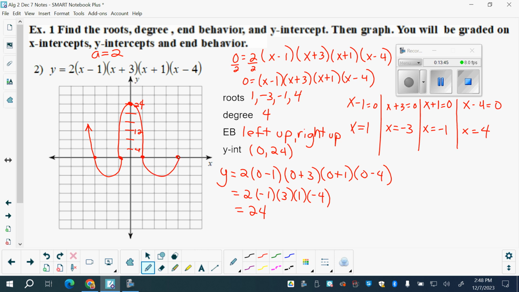And then I'm going to go one curve from here to here. And then my end behavior is right up. So I'm going to end up. What letter does that kind of look like? Kind of like a W. Yeah. Okay, we're going to do one more.